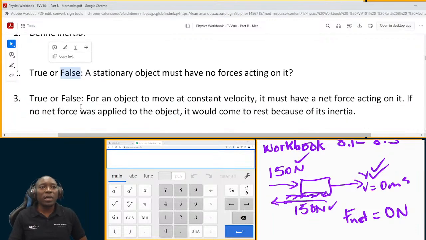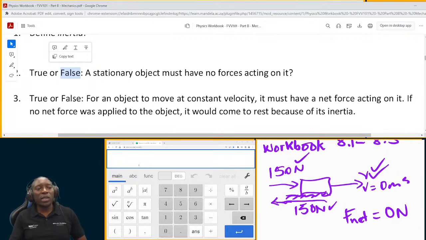Then the next part: for an object to move at constant velocity, it must have a net force acting on it. If no net force was applied to the object, it would come to rest because of its inertia. There we are. So from what we've said, how would you answer this one? What's your answer to this one?